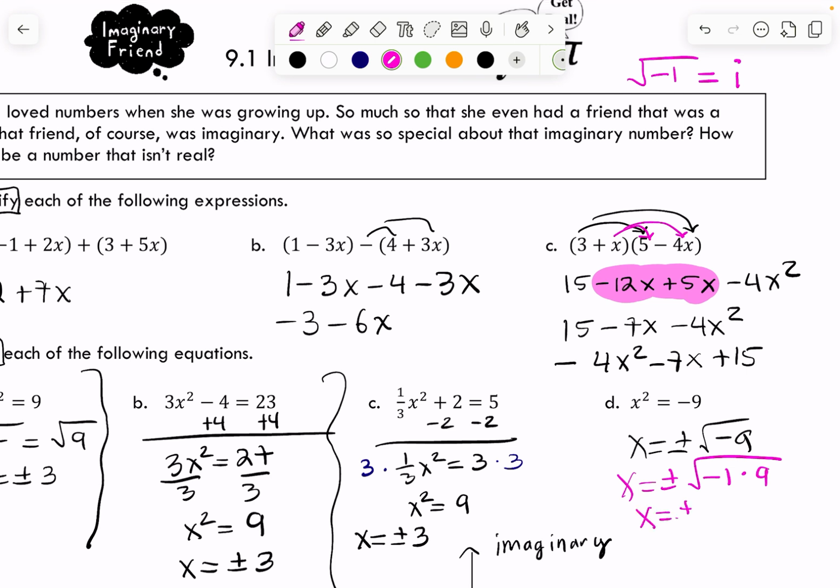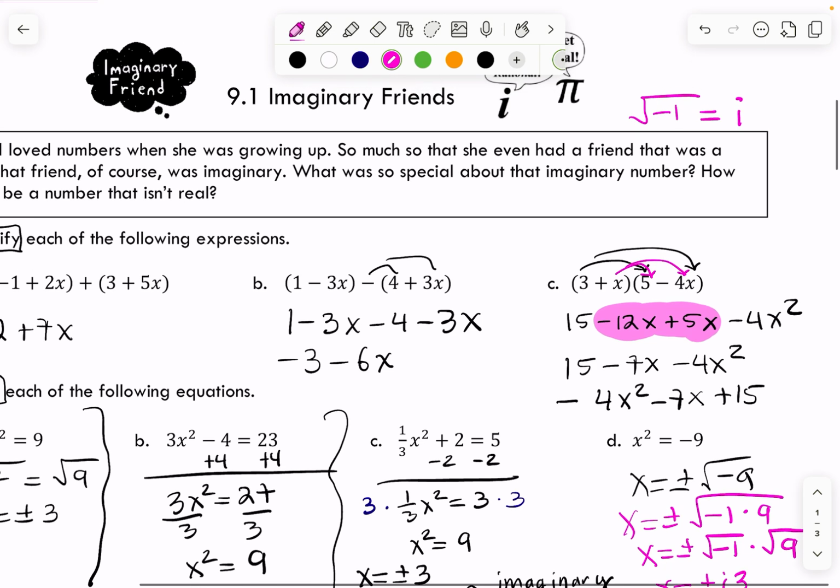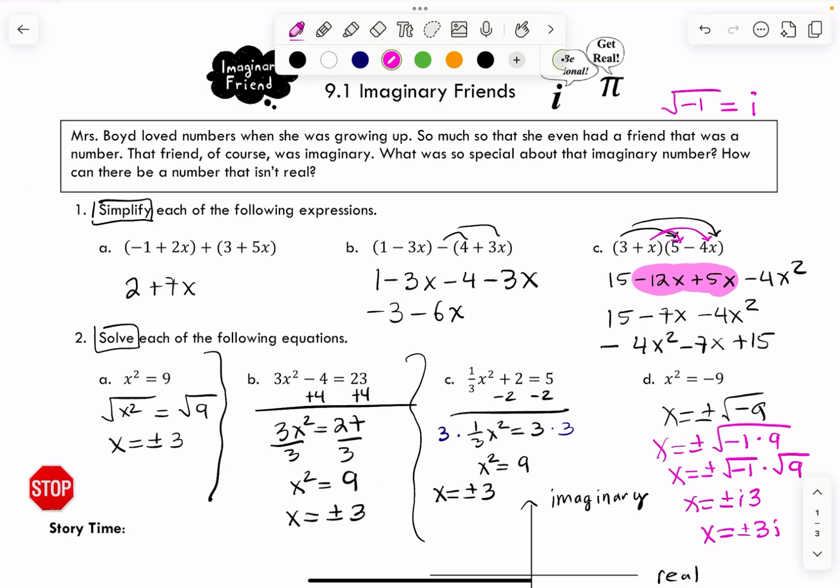And x equals plus or minus negative 1 times the square root of 9, x equals plus or minus i, and then the square root of 9 is 3. So we'll just write it a little better because it looks pretty weird to say i3. So we're going to say plus or minus 3i. So anytime we have a negative square root, we can represent that with an i. And that's what happened here. Okay? So it's really weird, but this right here is a really important idea.